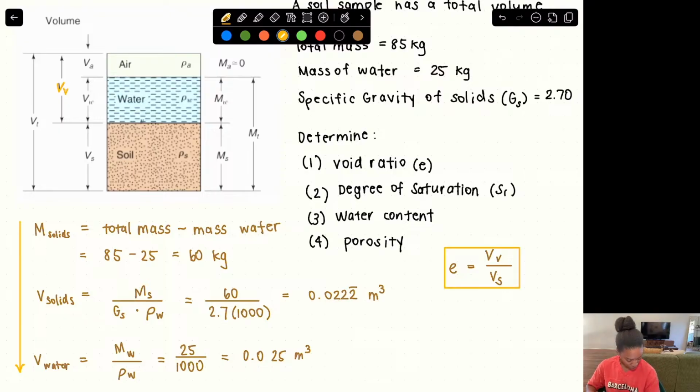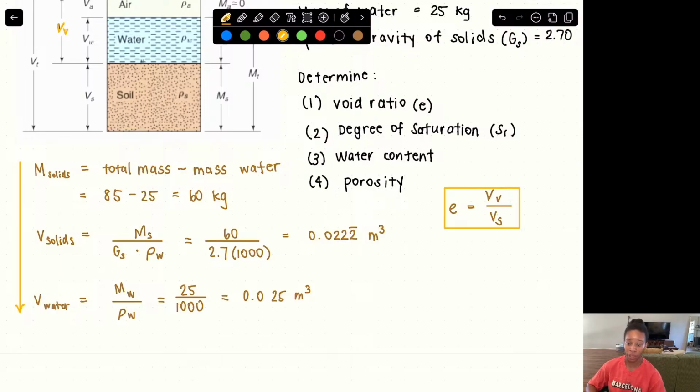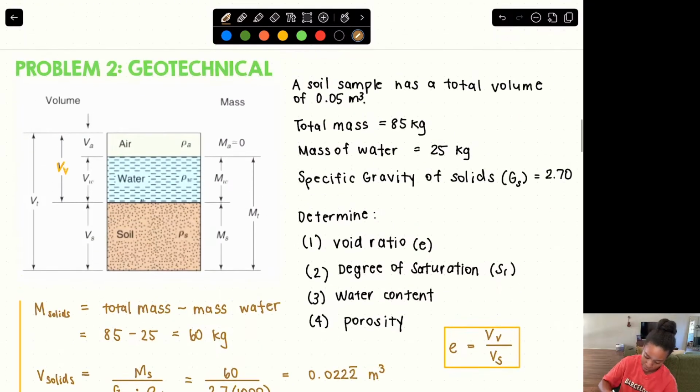All right, so we have the volume of solids, the volume of water. Let's keep walking through. So now that we have that, we can find the volume of the voids. So the volume of the voids equals the total volume, V total, minus the volume of solids. So Vs, that's going to be 0.05 because that was given in the problem statement right here.